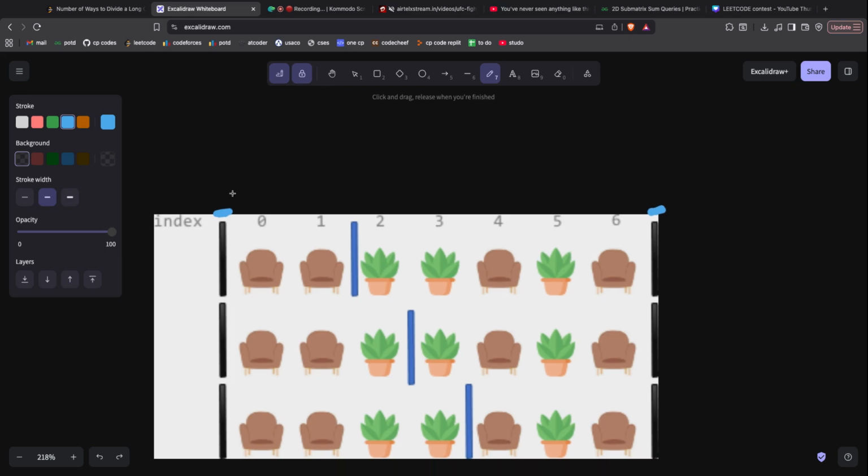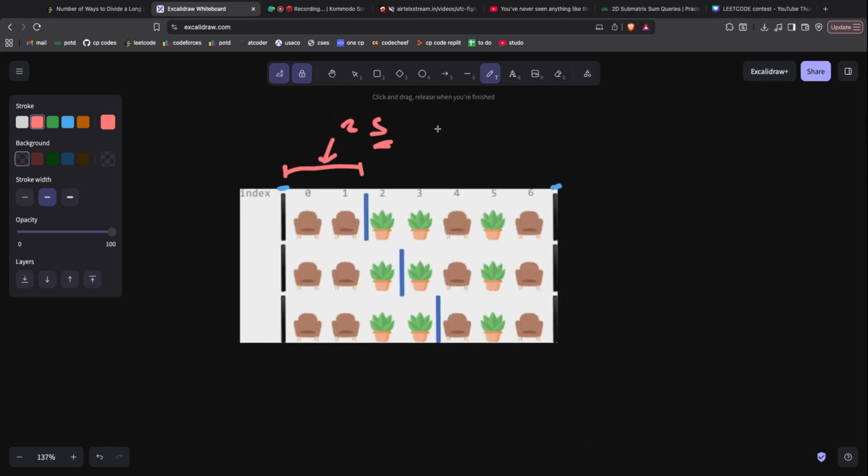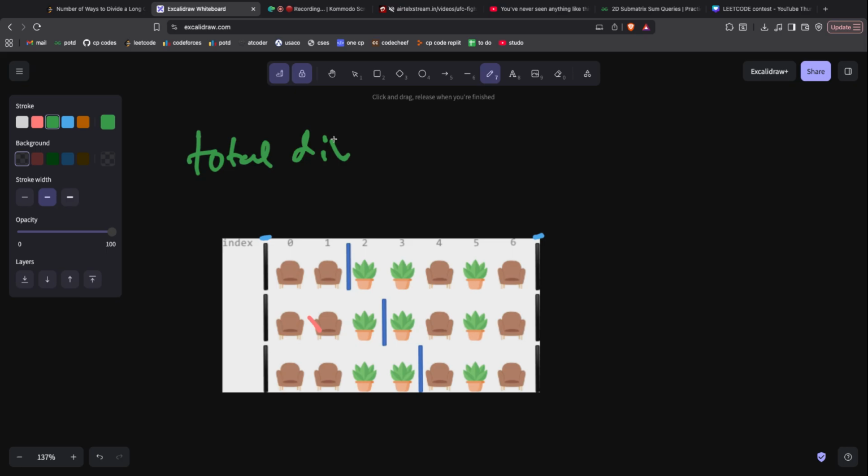So when do we call a division valid? For each division, if we put a divider here, we have two divisions, right? This and this. Each of the divisions should contain two seats, and it can have any amount of plants. So here we have two seats on the left, and we also have two seats on the right. Here we have two seats on the left and two seats on the right. Here we have two seats and two seats. Now the plants, there can be any number of plants in the division. Okay, and we need the total number of divisions possible.